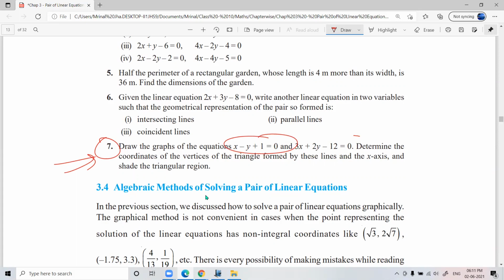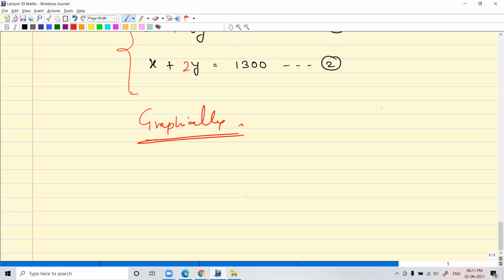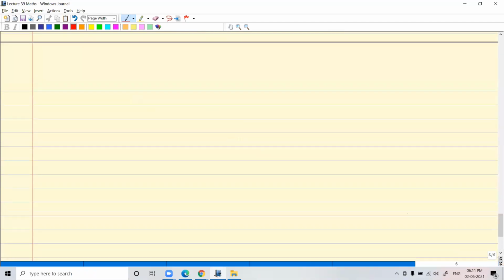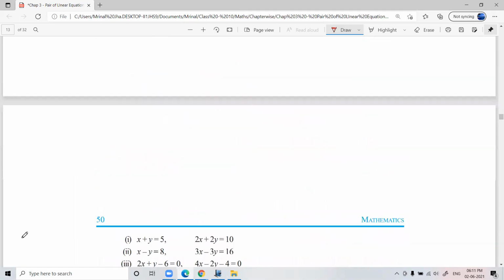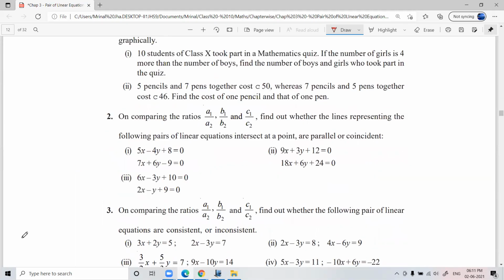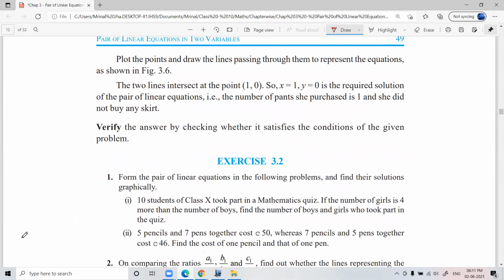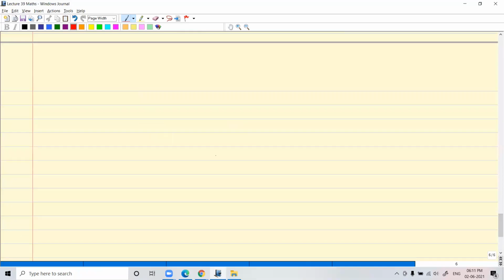See, whenever you draw these lines, x minus y is equal to 1. So of course, right now I will not be able to draw the complete graph, but I'll show you how to do it. And you will draw the graph and then you will apply the same logic. Okay, you have drawn the graph. Okay, then 1 minute.